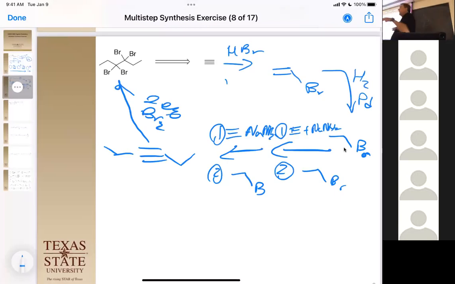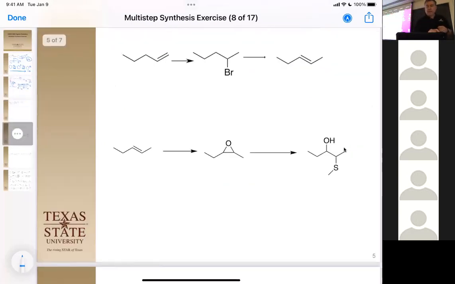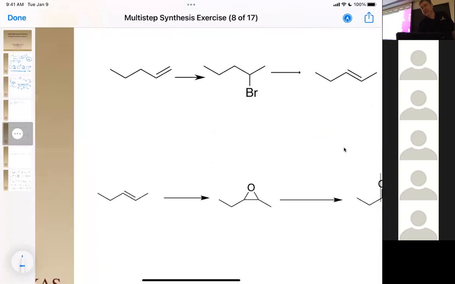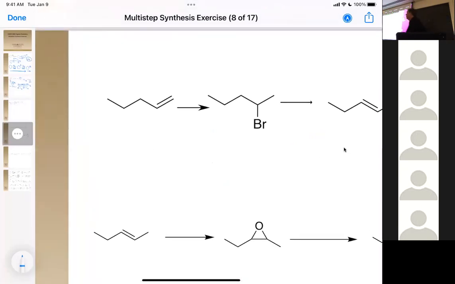Okay. See how knowing the reactions backwards helps you with retrosynthesis. I'm going to skip that one for right now. Now we're going to fill in the reagent.